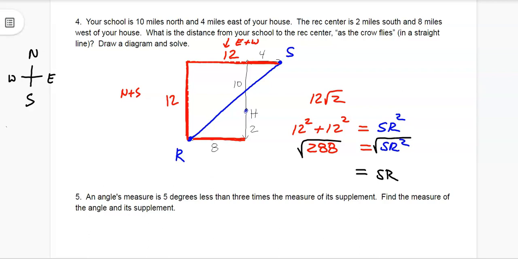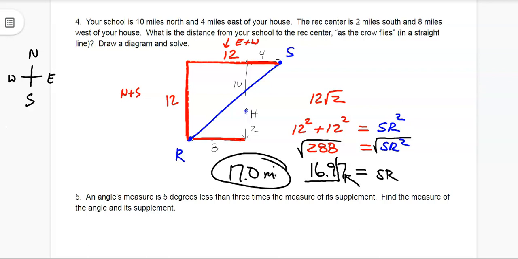And the distance from the school to the rec, let me pop this in my calculator, square root 288. Looks like about 16.97. I don't see anywhere where it tells me to round differently, so the beginning instructions of the test said round to the nearest tenth, which would be here, and that 7 tells me that I should round up, so we'll just call it 17 miles. Correct answer. All right, moving right along.